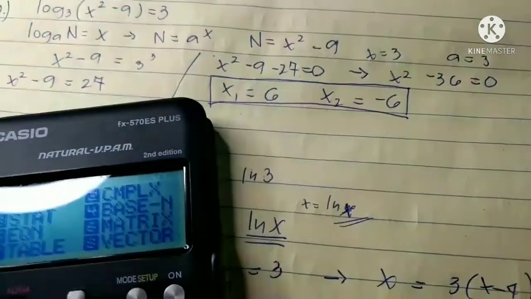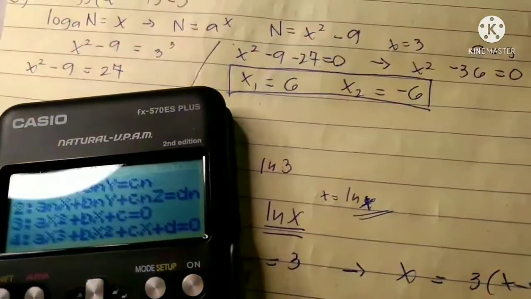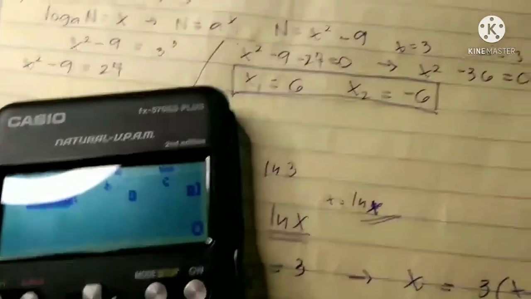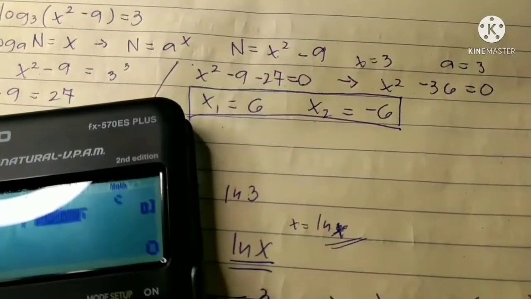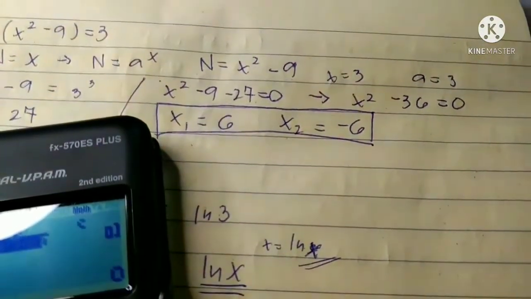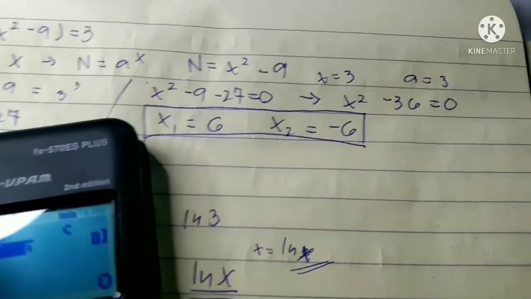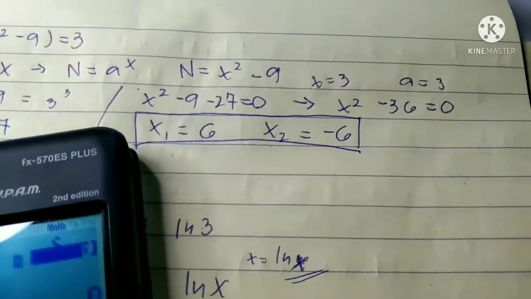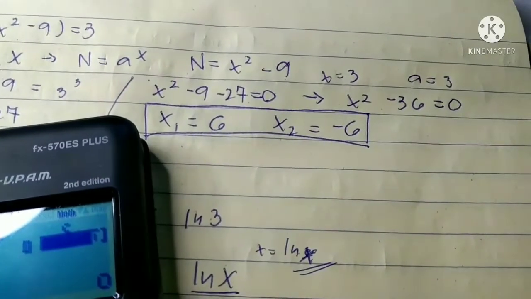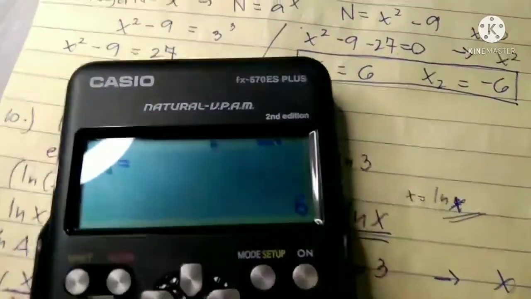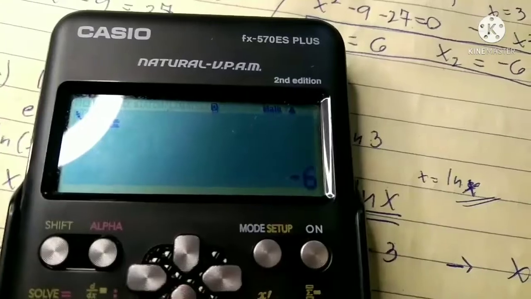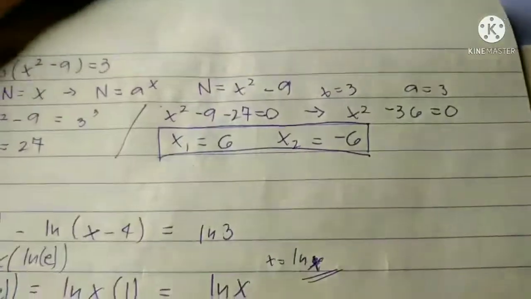So mode 5 3, then we input 1, then 0, then negative 36. As you can see, x1 is 6 and our x2 is negative 6.